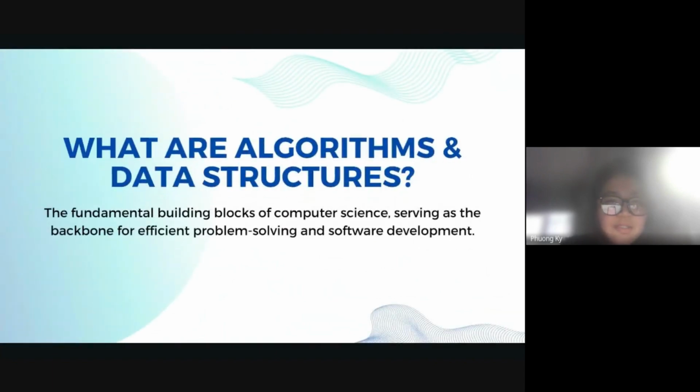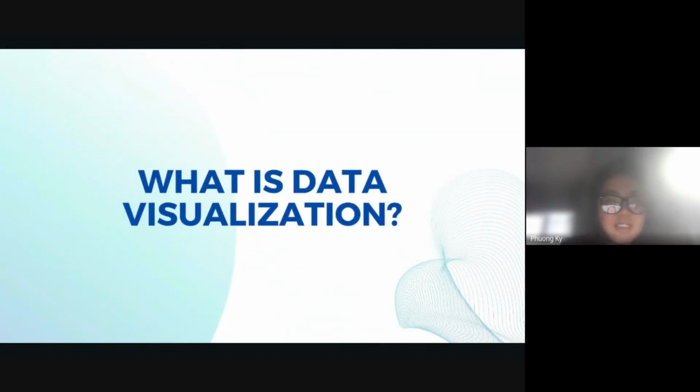We will begin with the first part, introduction. So the first question is, what are algorithms and data structures? They are the fundamental building blocks of computer science, serving as the backbone of efficient problem solving and software development. The second question is, what is data visualization? It is a way of presenting information that helps people understand it better. It is a way of making complex information more accessible and easier to process.